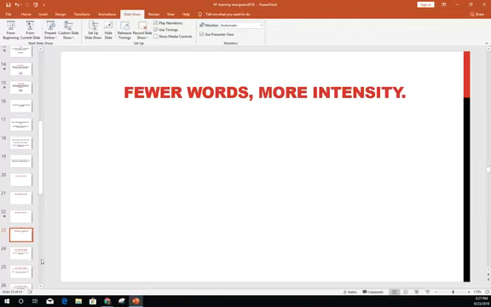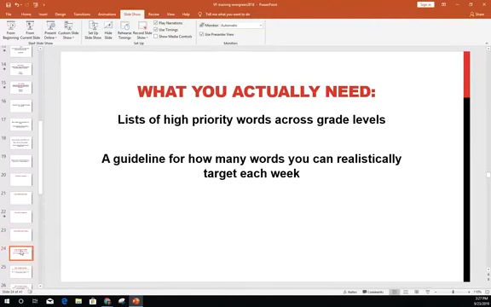So essentially what I found that I needed was a way to take this tiers of vocabulary framework that is a great framework, but was designed for teachers. So what I essentially needed, and what you will actually need if you want to figure out how to focus your vocabulary the right way, is that you actually need access to those lists of high priority words across grade levels so that you can see an example of what types of words you might pick.